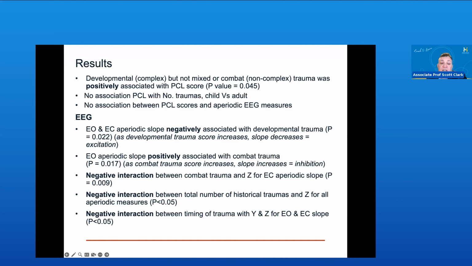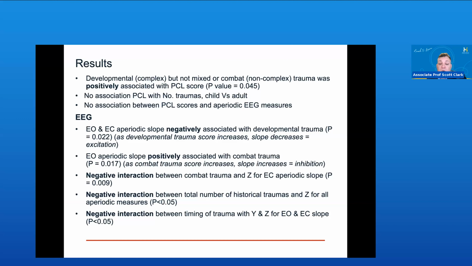What we found in terms of the underlying slope was that it was negatively associated with developmental trauma. As the trauma increases, the slope decreases, suggesting that the cortex was becoming more excited. EC and EO are eyes closed and eyes open. We look at EEG in those two states because when people have their eyes open, it changes the waveforms. And we found, in the reverse, that the slope was positively associated with combat trauma. That suggests that the cortex was more inhibitory.